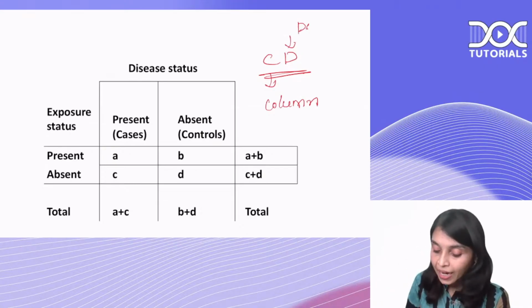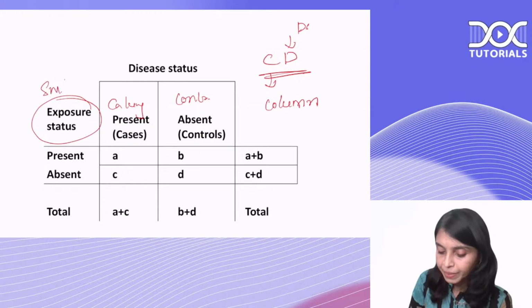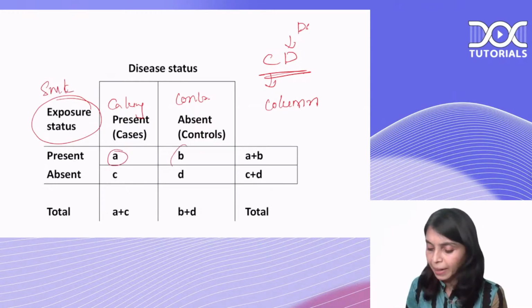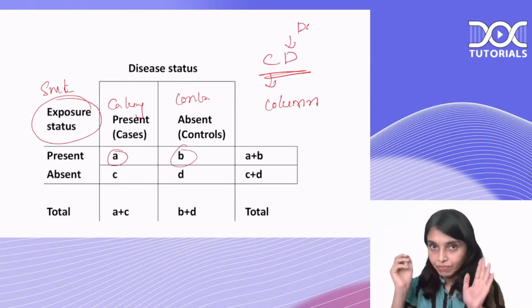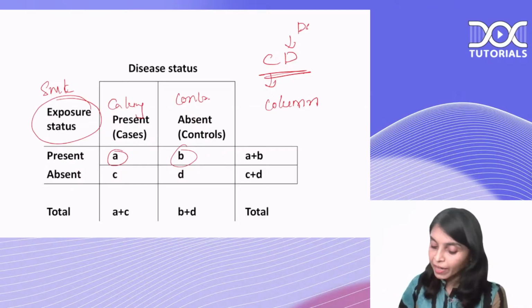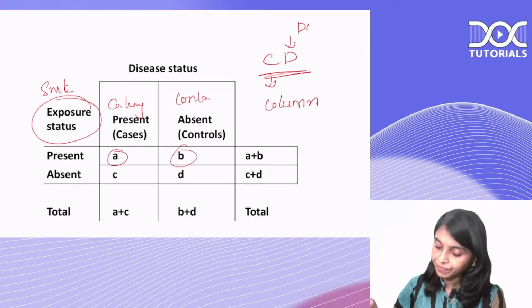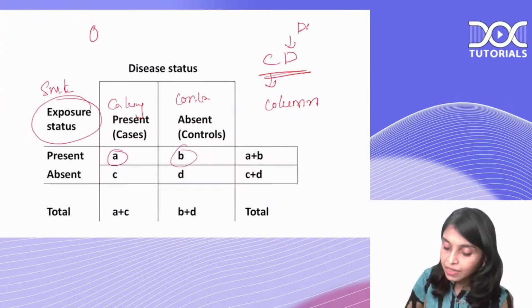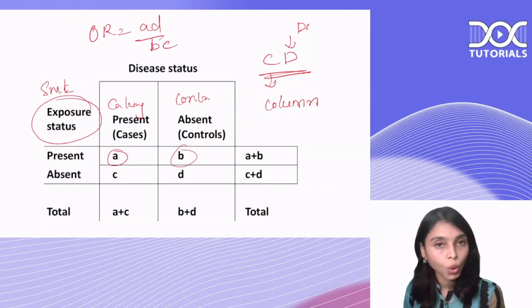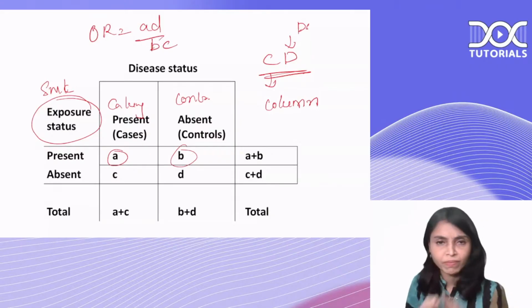If it is CA lung, then cases go here, and controls without CA lung go here. The exposure will be smoking, something like that, and these will be certain numbers. The odds ratio is given by the formula AD by BC, right? Odds ratio is AD by BC. Okay, and look at the odds ratio.